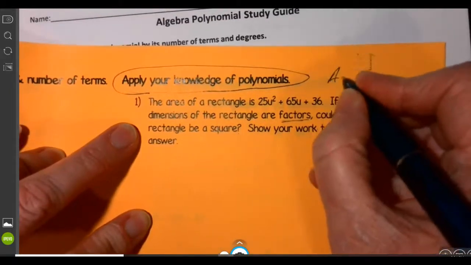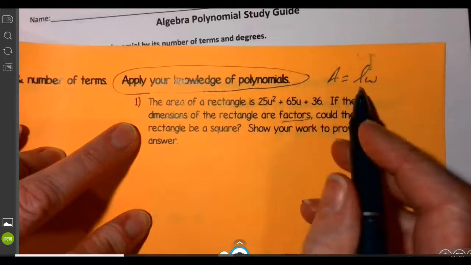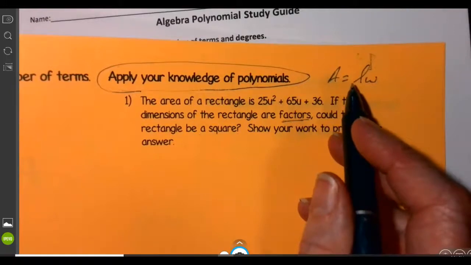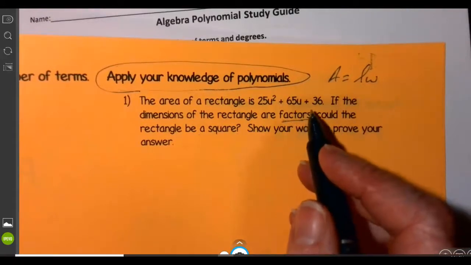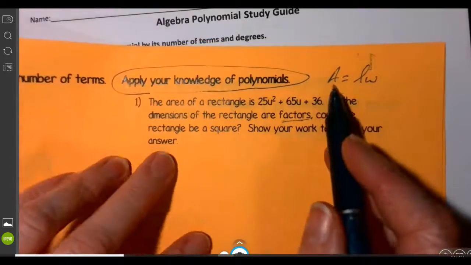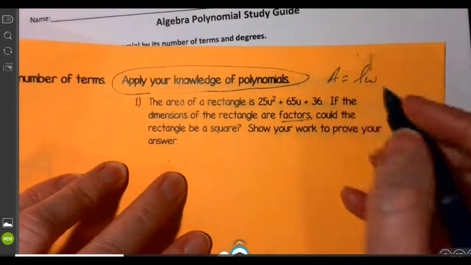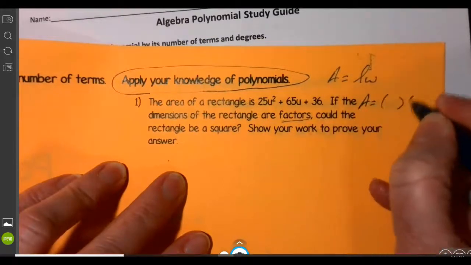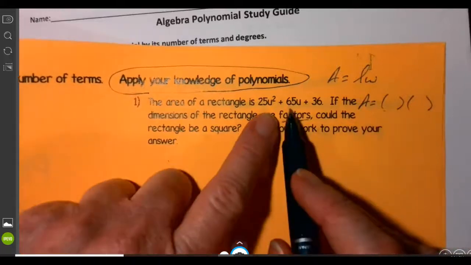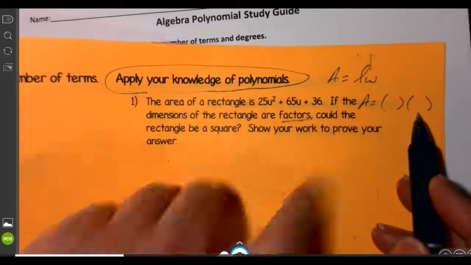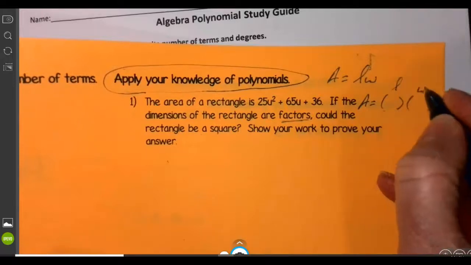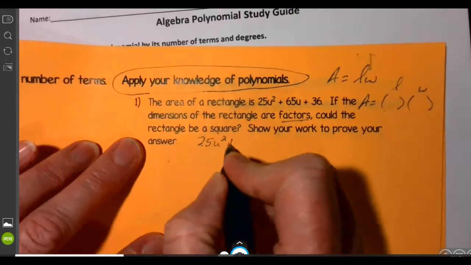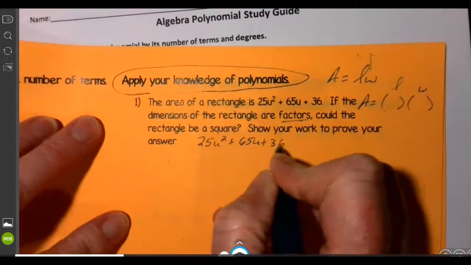Okay, so first off, you need to remember that area is length times width, and you're going to be doing that both on the multiplication on Tuesday's test, just like you did on the quiz, and then you'll also have this problem on Wednesday's test. Now what this is saying is that area is length times width. Well, if I factor this out, I would have an area equal to two things being multiplied. So if I take this area and I factor it, then of these factors, one would be length, one would be width. So you're going to factor this right here, 25u squared plus 65u plus 36.